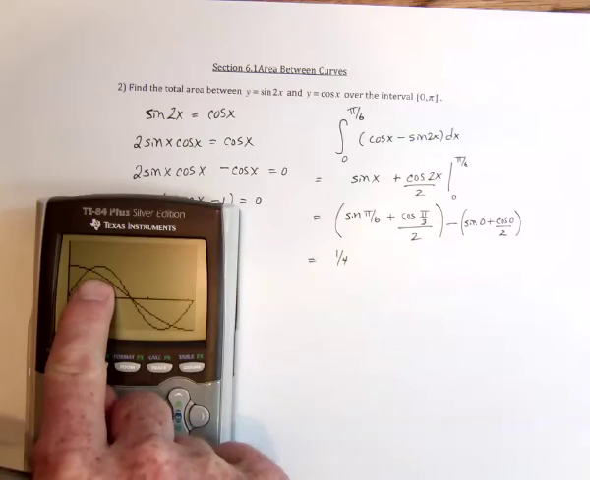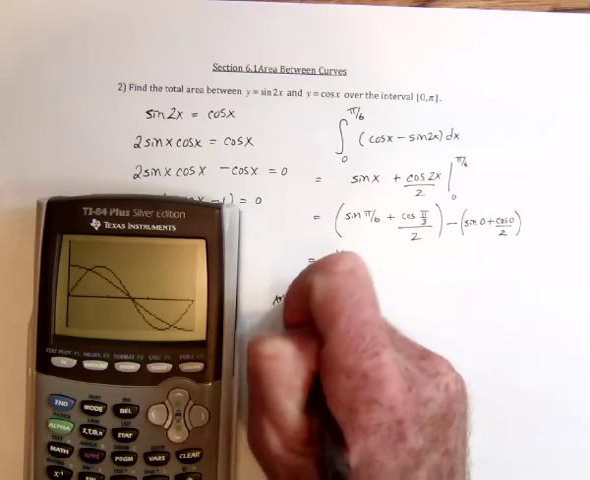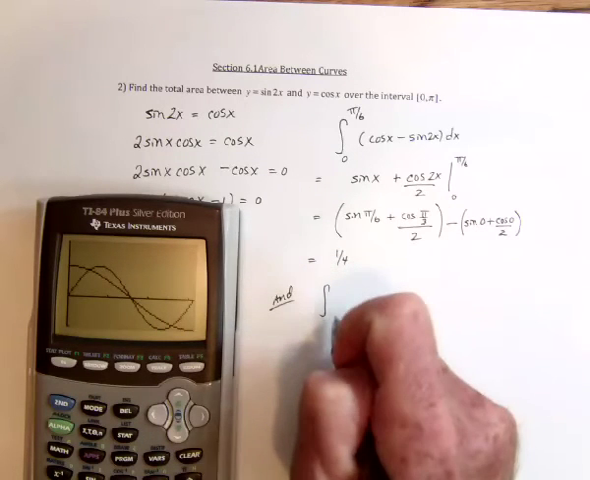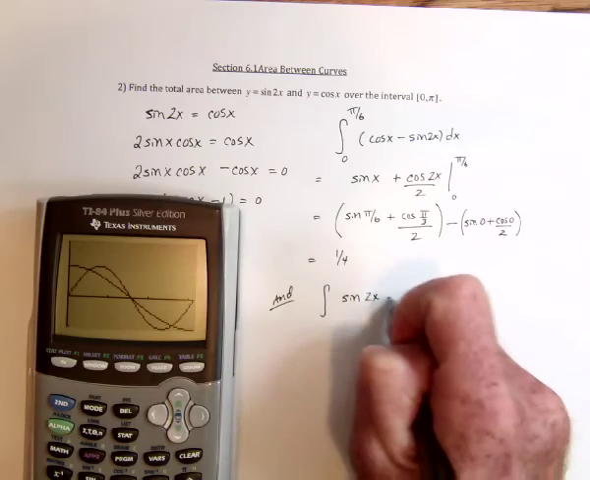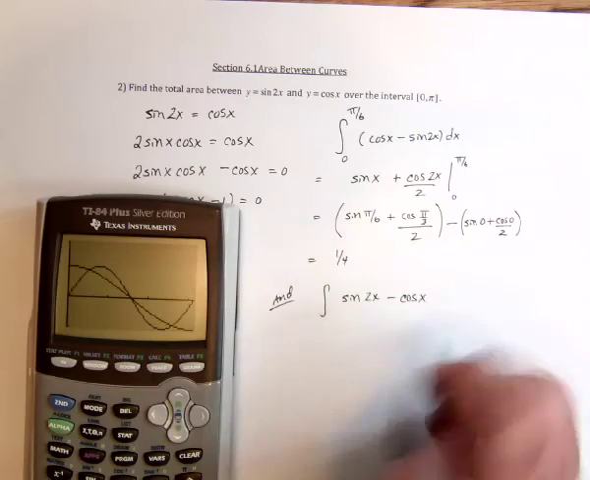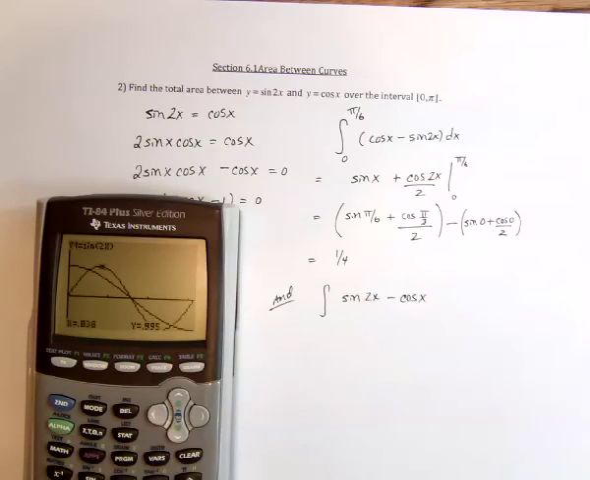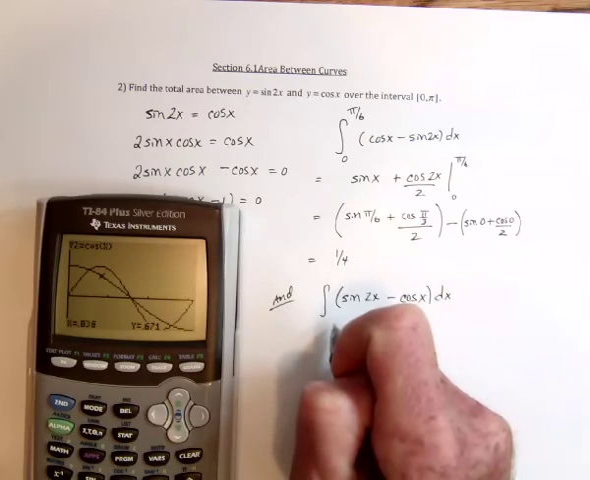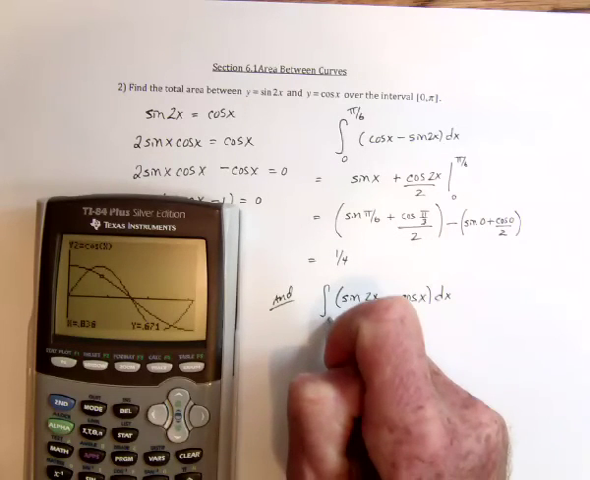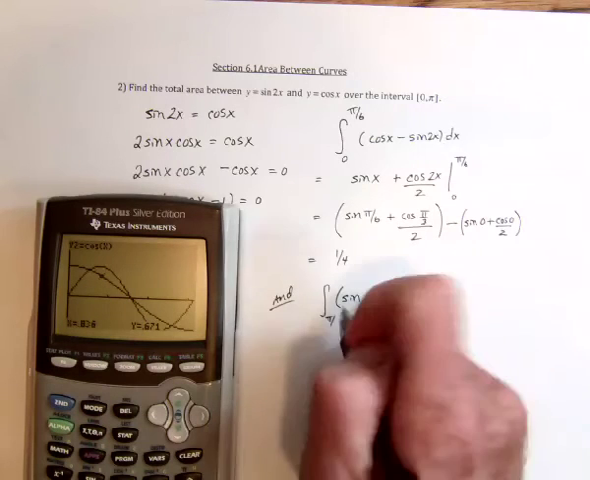Next, we need to find out this area. So that's going to be, switch these two. So it's going to be sine of 2x minus cosine of x. Let me just verify. In here, the top one is sine of 2x, so it's got to be the top one minus the bottom one, with x going from, so it's pi over 6, right there's pi over 6, and right there's pi over 2.